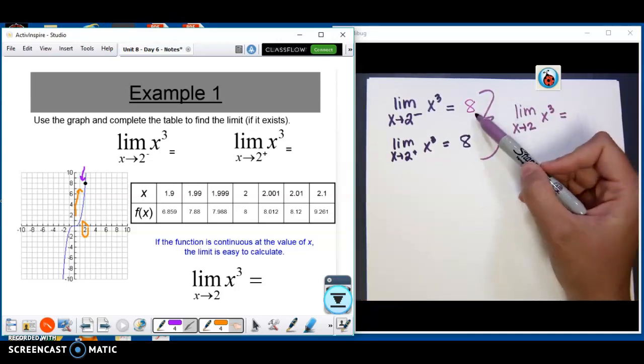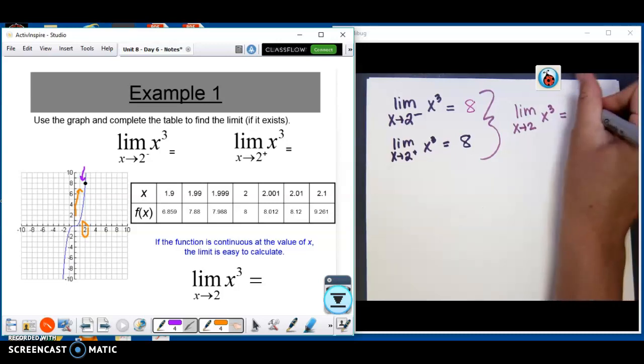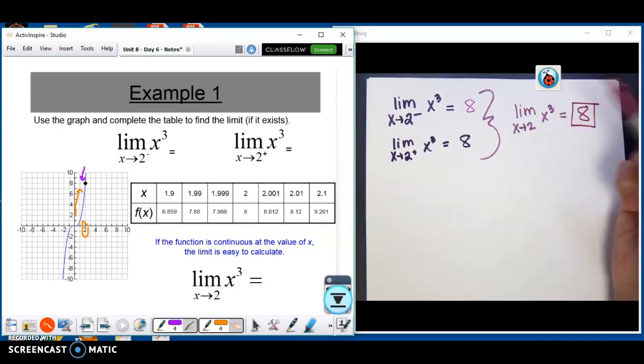Well, because for the left and for the right we approached 8, that means that your limit, the answer, is going to be 8. So as long as these two numbers are the same thing, then you're going to be 8. We'll be looking at graphs a lot, but just in case you have a table.